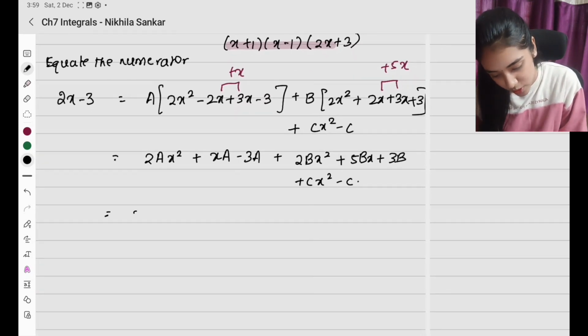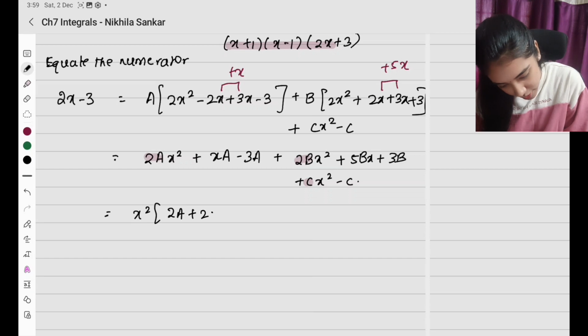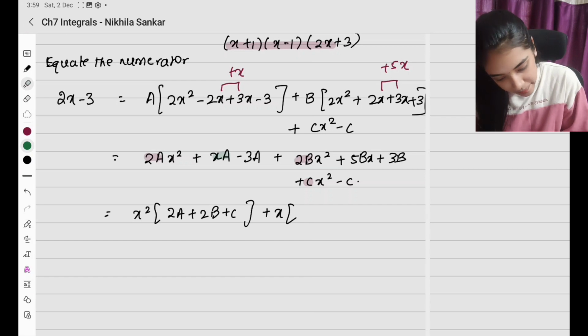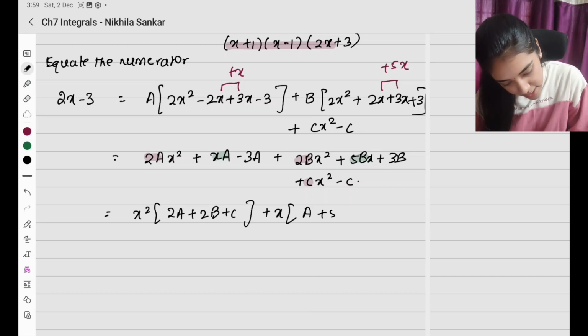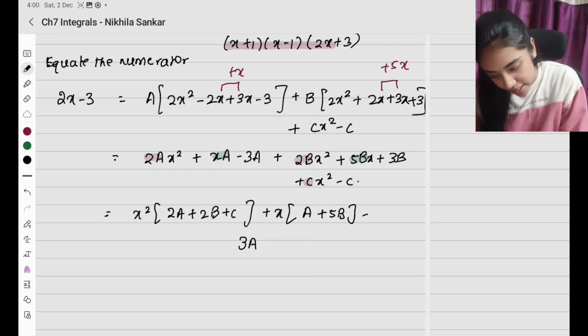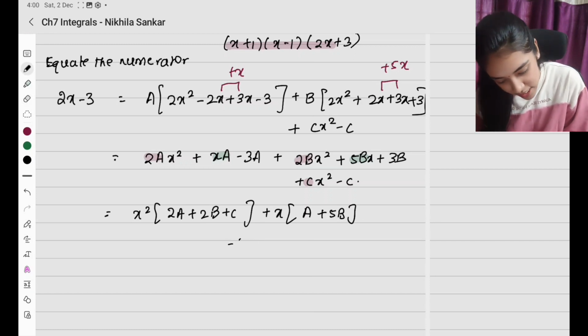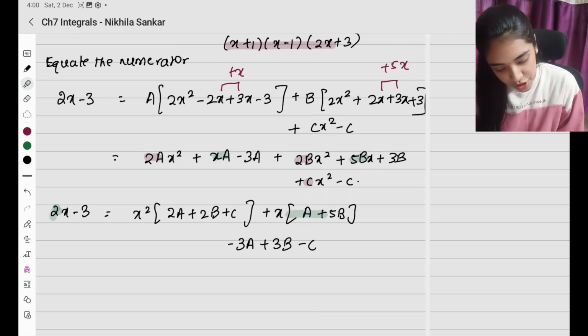Okay, when I club the x square terms, what all do I have? I have 2a, 2b and c. So 2a plus 2b plus c. Plus x terms, when I club, I'll have a, 5b and what else here? Nothing. So I have a plus 5b. Then what constants do I have? The ones which are not highlighted. So minus 3a plus 3b minus c equals 2x minus 3. Now the coefficient of x is 2, which is a plus 5b, and minus 3 is going to be the constant, which is this.